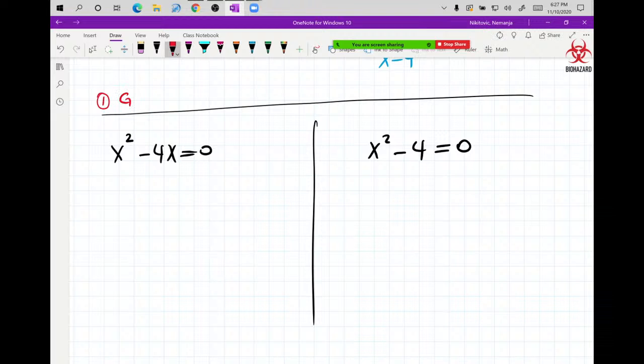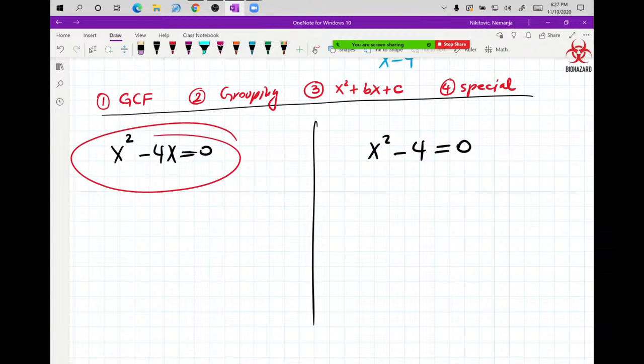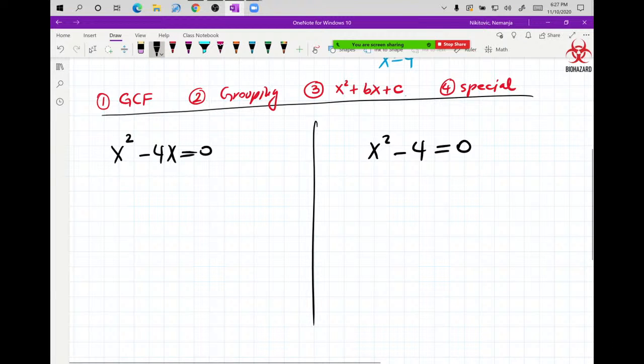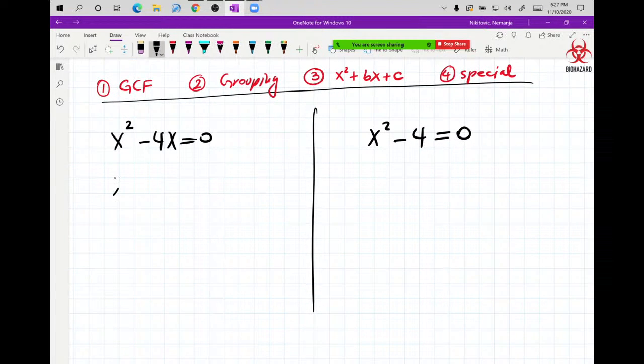All right, I guess I'll have to do it. GCF, grouping, then x squared plus bx plus c with those numbers that we guess, and then the fourth is special. So those are our 4 ways to factor a problem. The first one, the left one, is obviously GCF because we can take x out of both of these terms and have x minus 4.